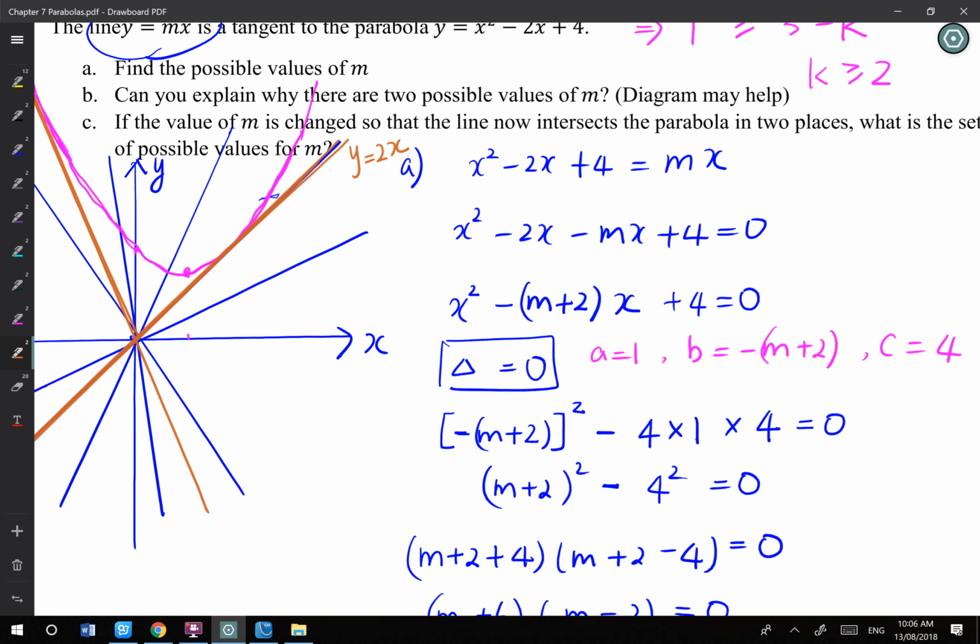If I rotate it this way, there can be two intersections. But if I rotate this way, there will be no intersections with the quadratic. See, if it's this line, there are no intersections. If it's this line, there are no intersections. So it must be the gradient in between those 2 values, right? Something in between that. Let's just have a think.